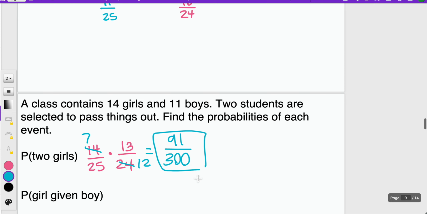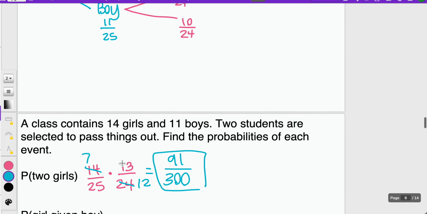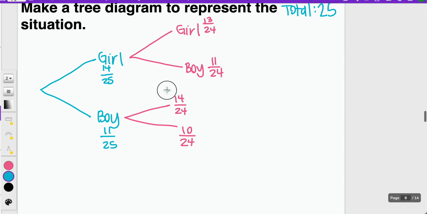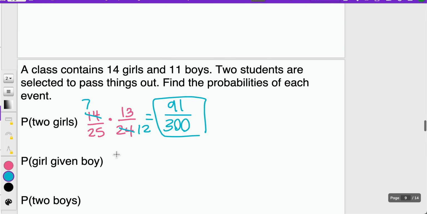Okay? What would be my probability of a girl given a boy? So if I start with boy, and I want my probability of girl, forgot to label these, girl, boy. My girl's probability given boy is 14 out of 24, which I can reduce to 7/12.